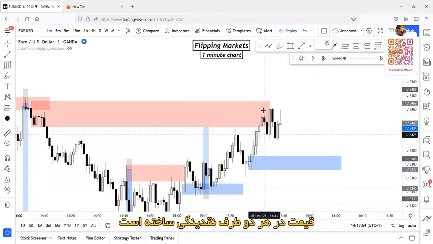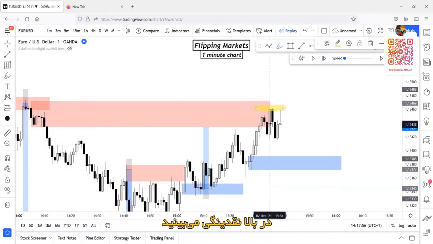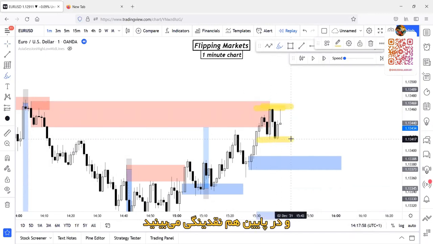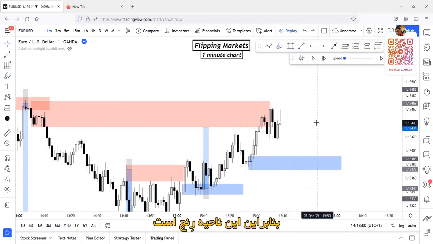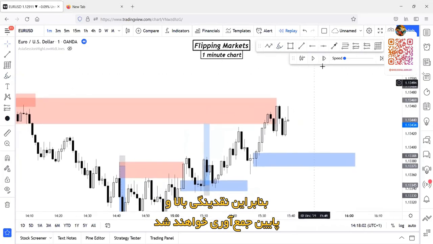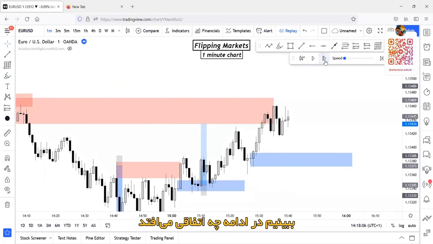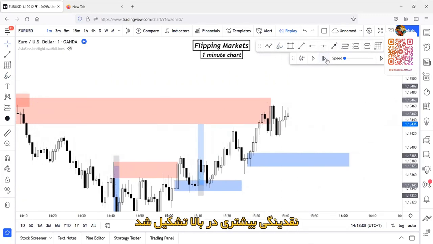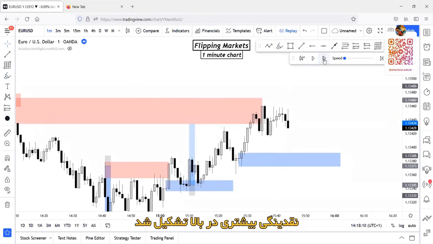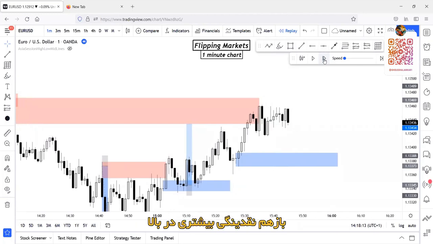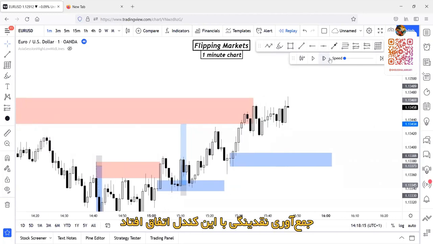So price is actually building up liquidity on both sides. As you can see, here's liquidity on the upside and here's liquidity on the downside. So it's a range. So all of the highs and lows will be swept. And as I said many times, it's basically a rule, but let's see what happens. Okay, more liquidity on the upside, more liquidity. And the sweep of that liquidity happened with this candle.